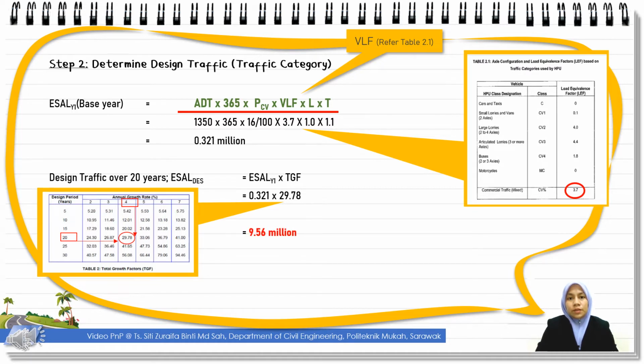When you get the value of axle design, you must refer to Table 2.5 and match with the suitable value from the list of traffic category.